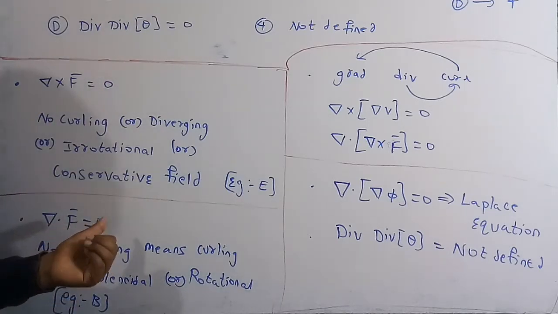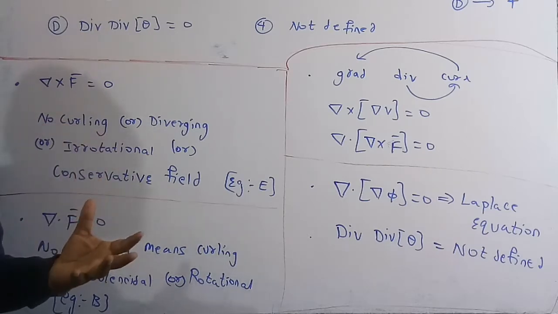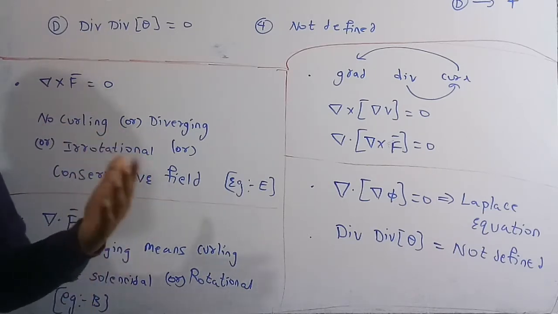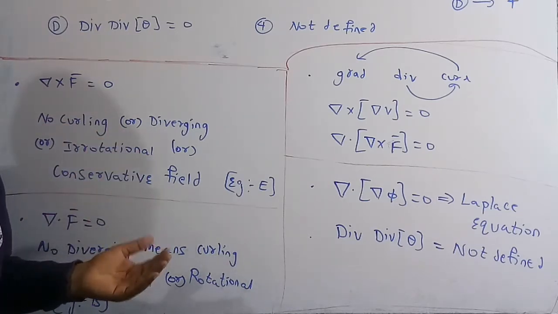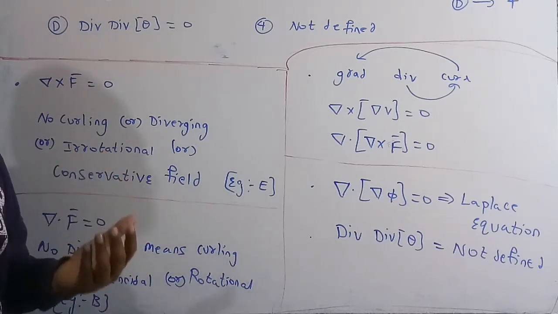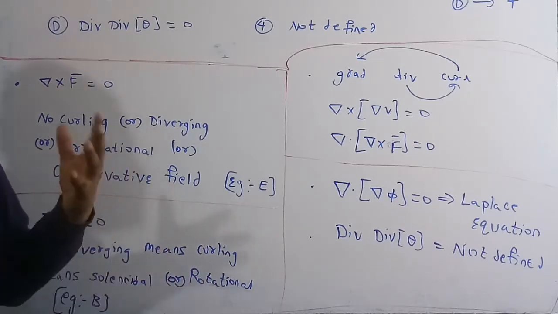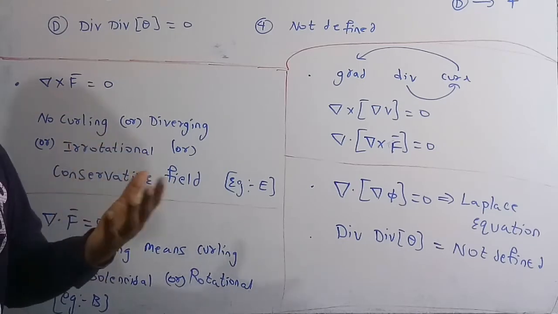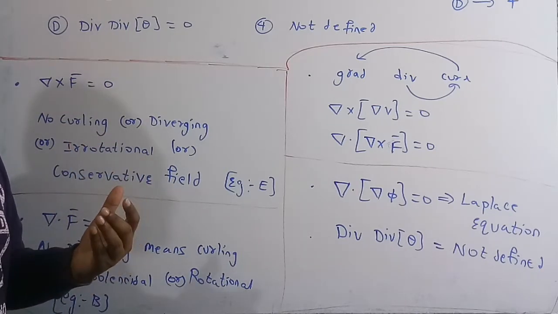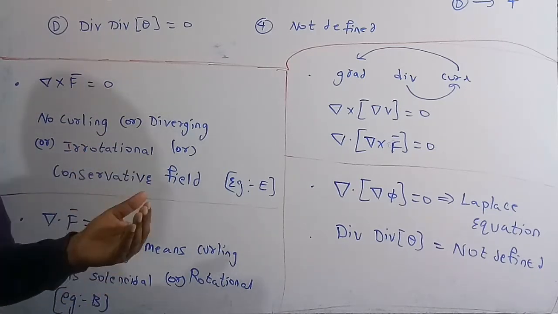Whenever the divergence of f bar is equal to 0, it means curling is present, and it is also called a rotational field. The example is the magnetic field, because magnetic monopoles never exist, only dipoles exist. Because of that, closed loops always form in a magnetic field. It is called a solenoidal field or rotational field.